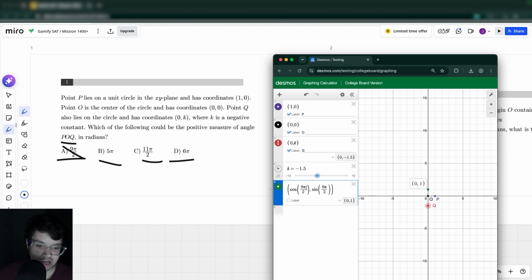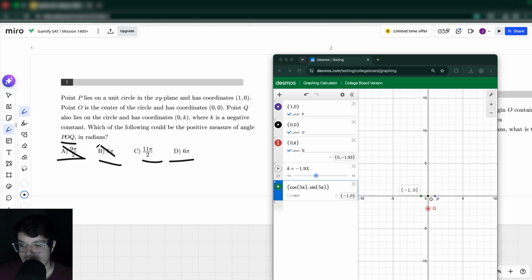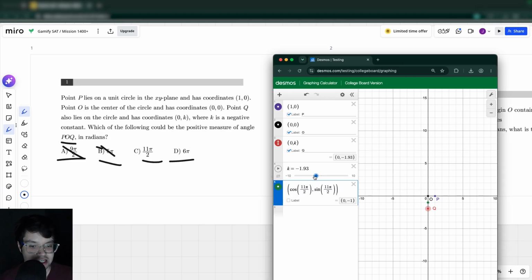A is out. If we do the second one, 5 pi, we do that there, and then for this one, we do 5 pi as well. We see now it's on this side of it. So again, not where we need it to be. It needs to be somewhere down in this vicinity. So not that. Then we have 11 pi over 2, and we can see, yes, that is now in the vicinity.